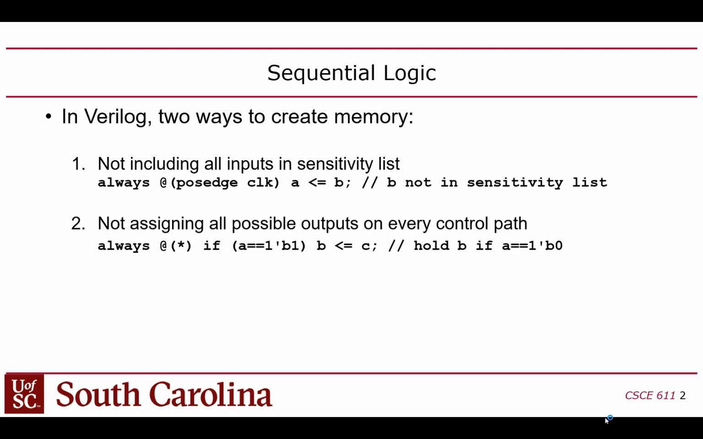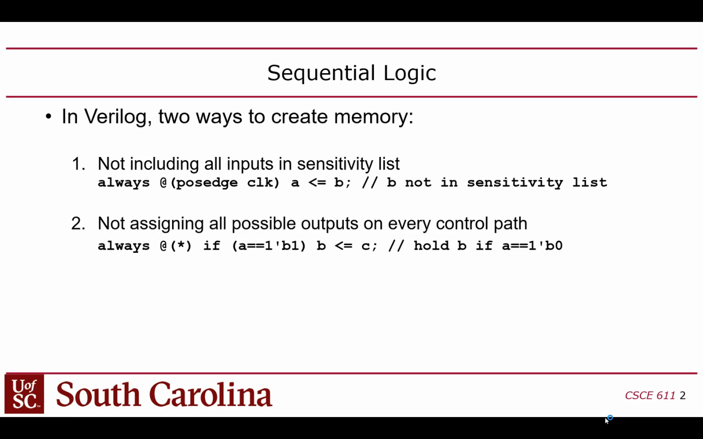So an example is if you say always @(posedge clock), A gets B, where B is an input. B is treated as an input inside that always block, but it's not part of the sensitivity list, so that will automatically imply logic. In this case, it's going to create an edge-sensitive memory element, a flip-flop or register.